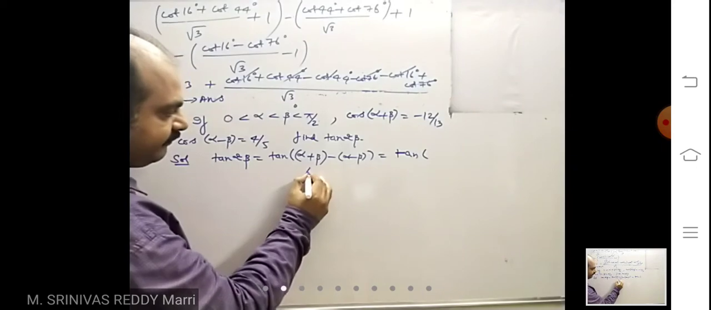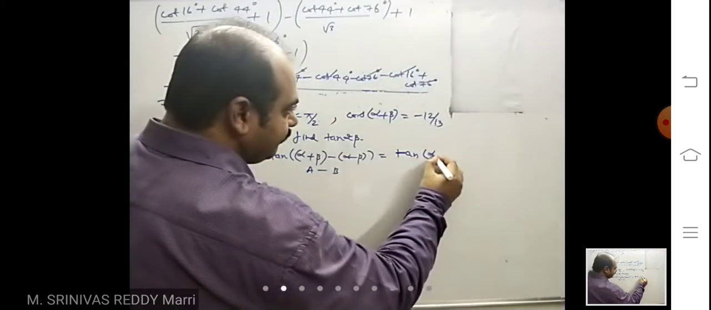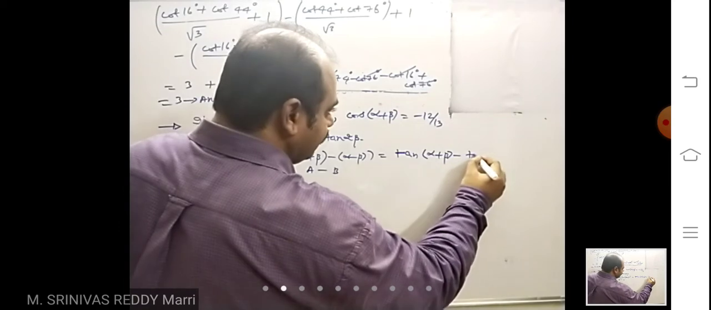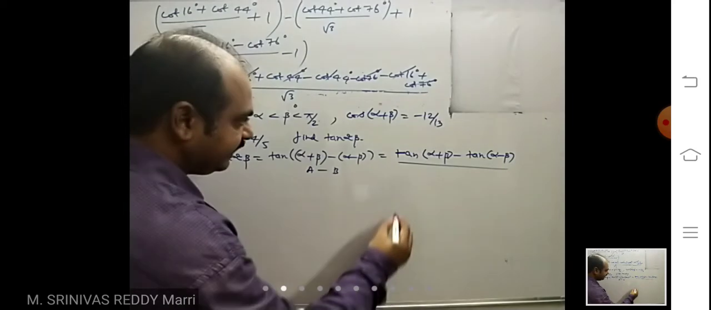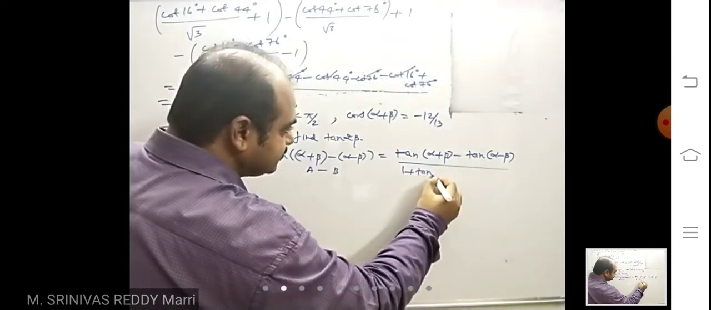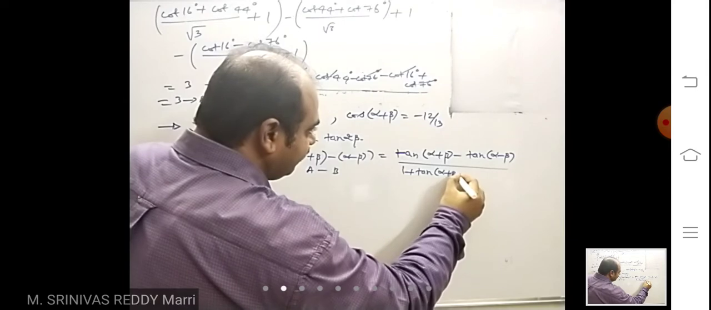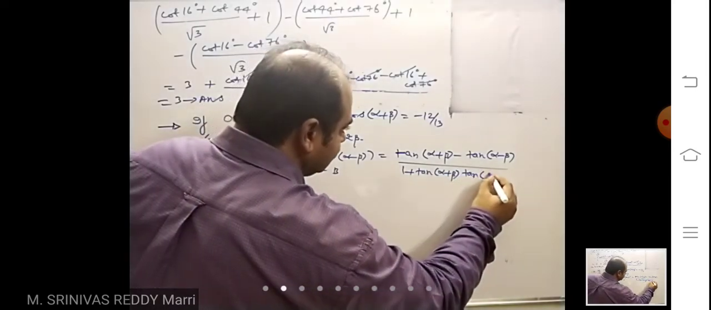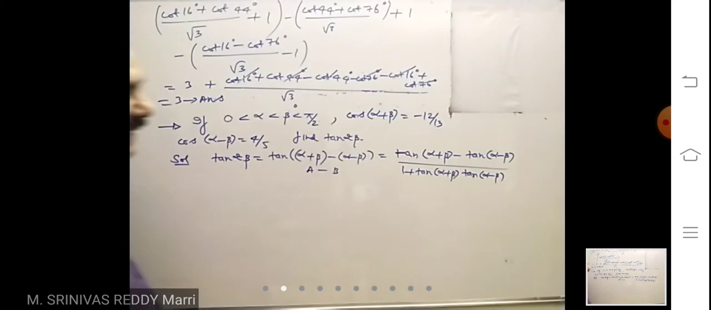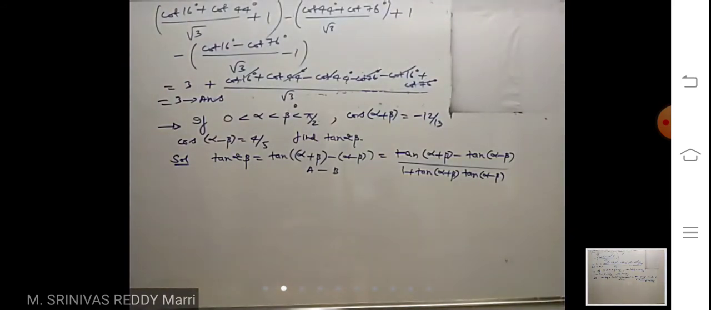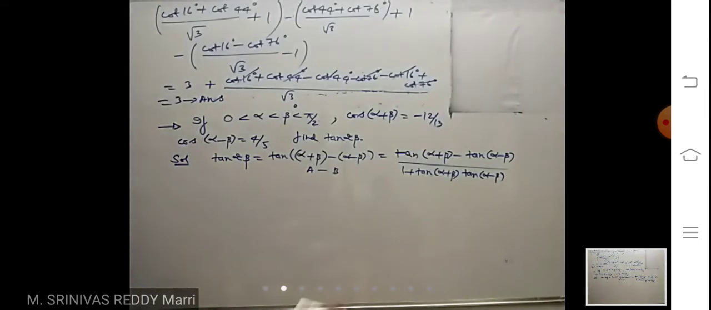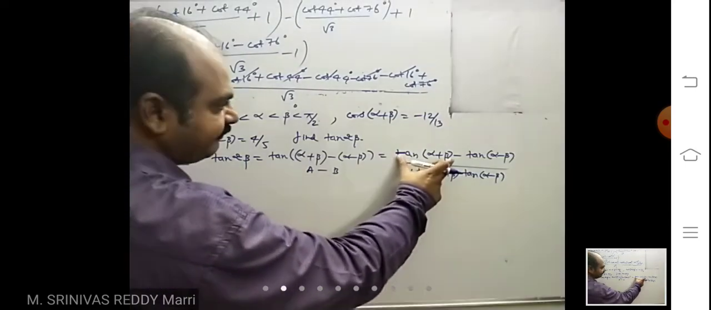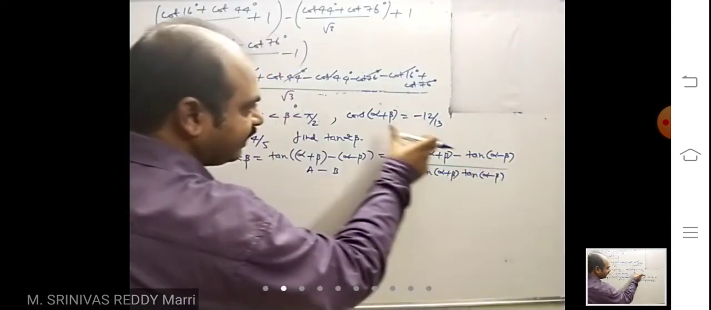So this is tan of A minus B, which is tan of alpha plus beta minus tan of alpha minus beta divided by 1 plus tan of alpha plus beta into tan of alpha minus beta. The tan of A minus B formula is tan A minus tan B divided by 1 plus tan A tan B. So if you can observe, you need tan of alpha plus beta and tan of alpha minus beta. What is given?